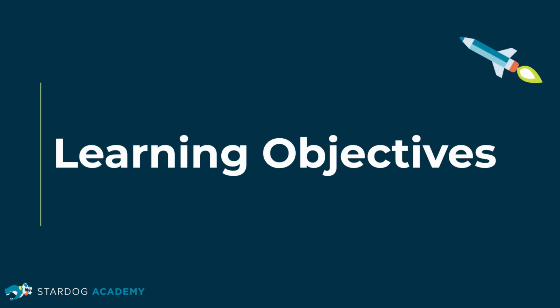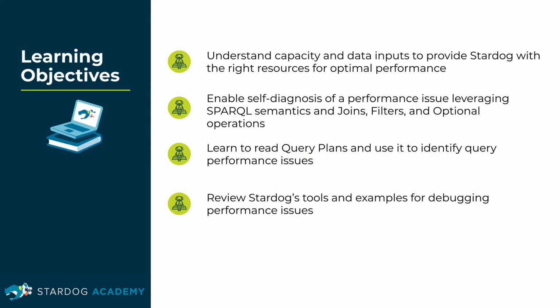This concludes the training on performance. Let's review our learning objectives. In this training, we were able to understand capacity and data inputs into Stardog, things like memory and disk space to have optimal performance. We were able to self-diagnose a performance issue leveraging SPARQL semantics, understanding the implication of joins, filters, and optional operations. We learned to read query plans and use them to identify performance issues and how to fix them. And we reviewed Stardog's tools and examples for debugging performance issues.